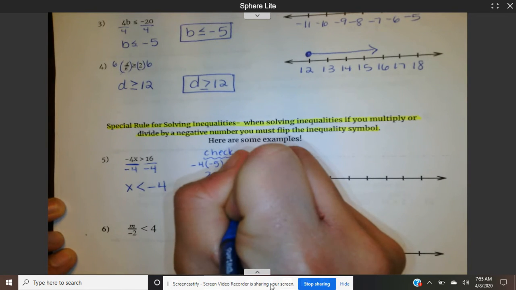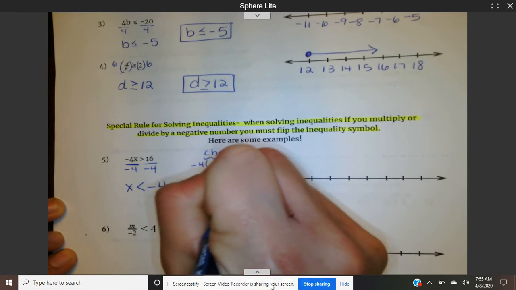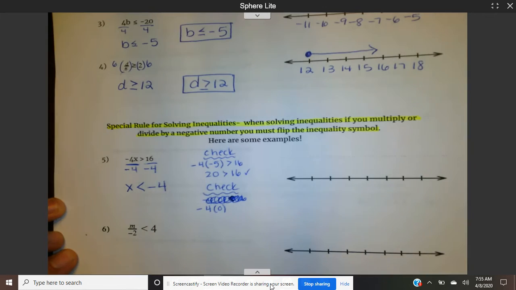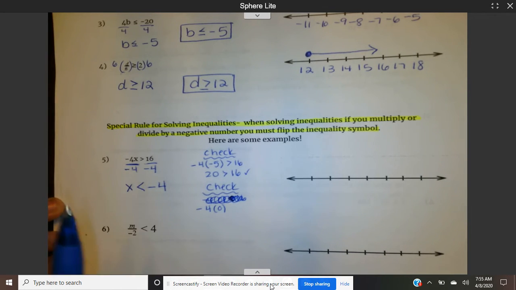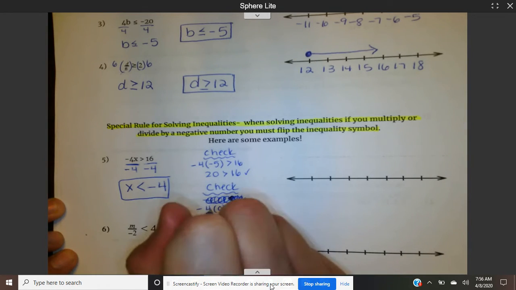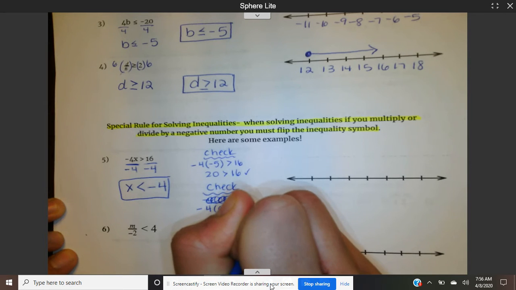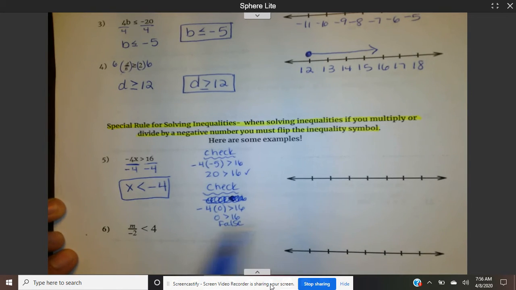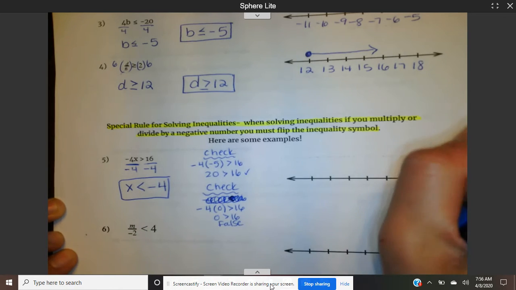You always want to use the original one. So notice, when you do your check, you're going to use your original one. This is our solution set. Let me put a box around this. So if x is 0, is that going to be greater than 16? Well, 0 is not greater than 16. So that's false. So that means that this is the correct answer.